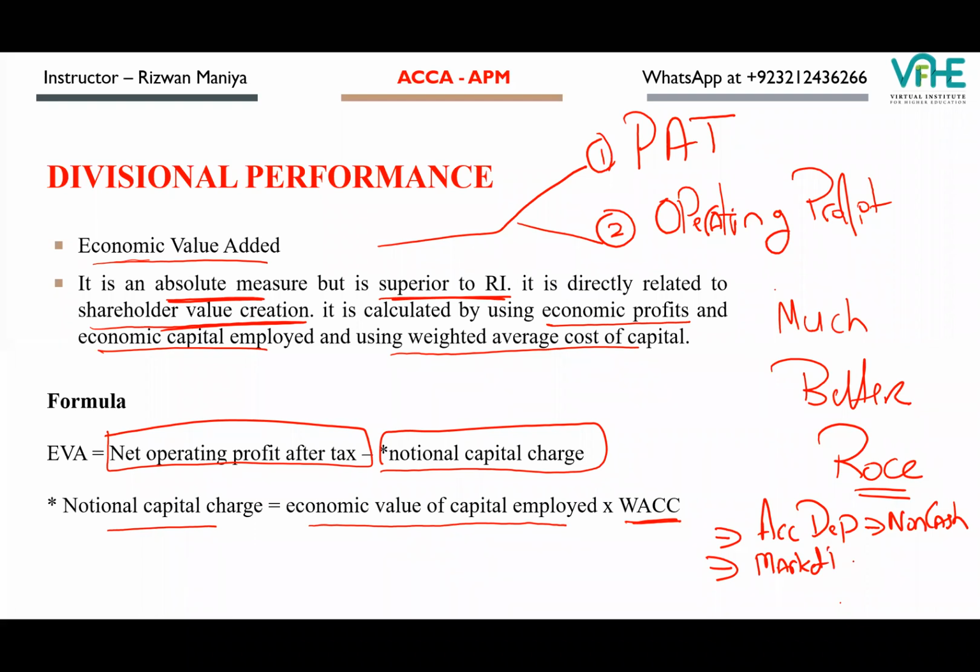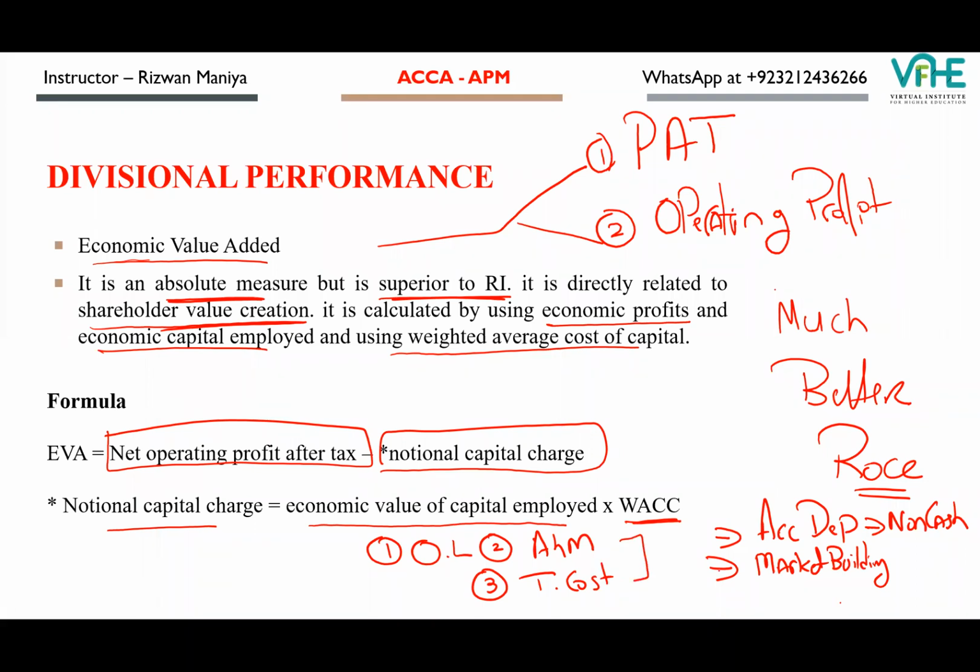Let me repeat the names. Number one, operating leases. Number two, advertising and marketing expenditure. Number three, staff training costs. You should add back all these items because these all are considered as market building items. Now, what this means is a very simple concept. The training that you give to your staff or the marketing that you conduct, both of these things are giving your business the benefit in the long term.